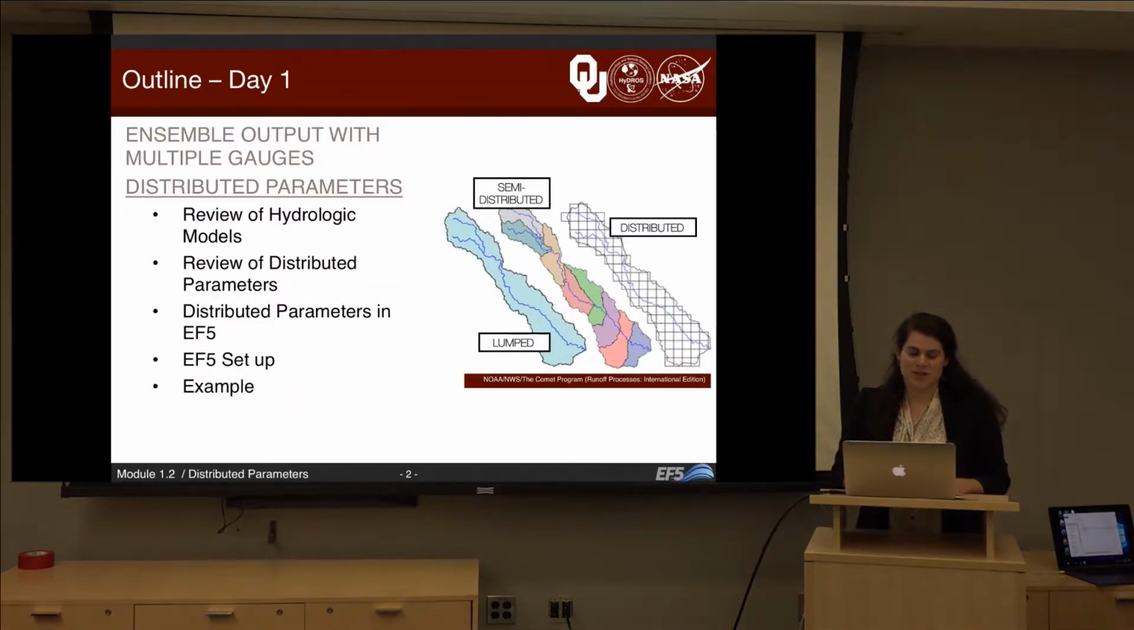So you have just watched the ensemble output presentation, and now we'll be moving into distributed parameters. For this training video, we will be reviewing hydrologic models. We're going to be reviewing distributed parameters. We're going to look at the distributed parameters in EF5. We're going to set up EF5 so that we can upload those distributed parameters, and then we're going to go through an example.